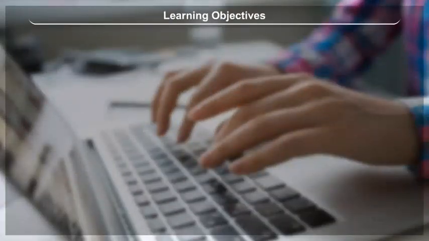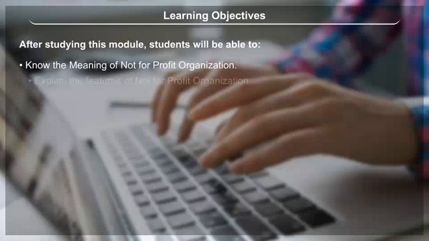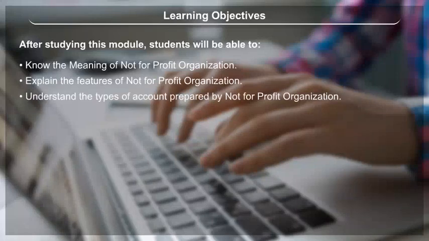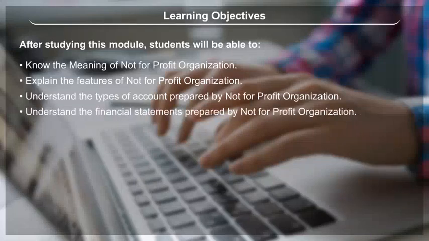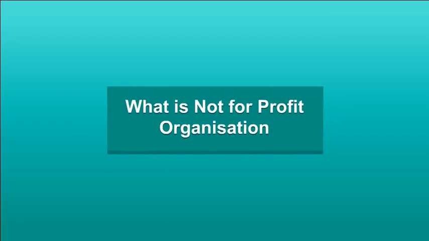Learning objectives. After studying this module, students will be able to know the meaning of not-for-profit organization, explain the features of not-for-profit organization, understand the types of account prepared by not-for-profit organization, understand the financial statements prepared by not-for-profit organization, know the difference between income and expenditure and receipt and payment account, learn the treatment of certain peculiar items in final accounts.